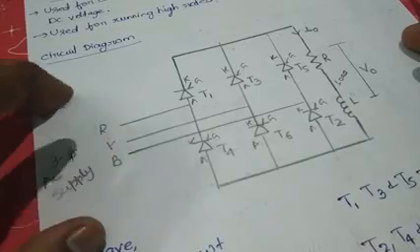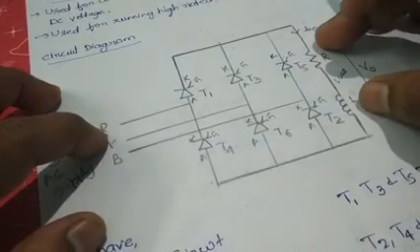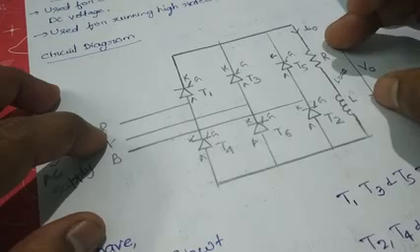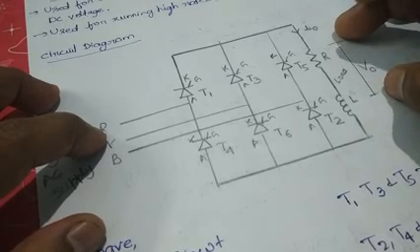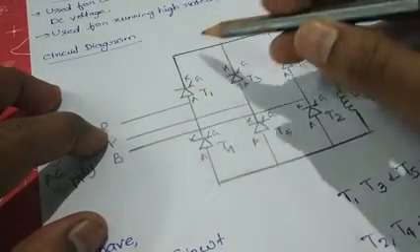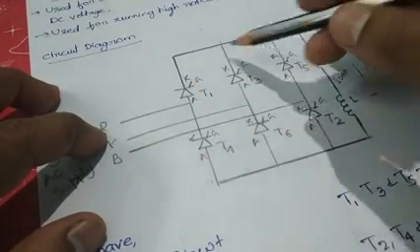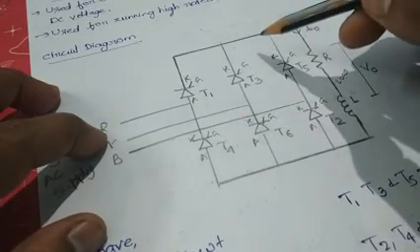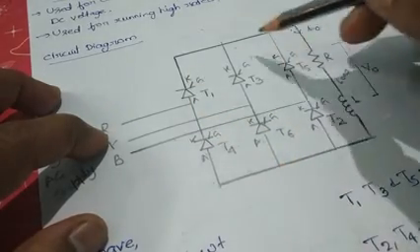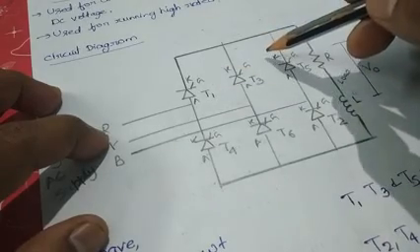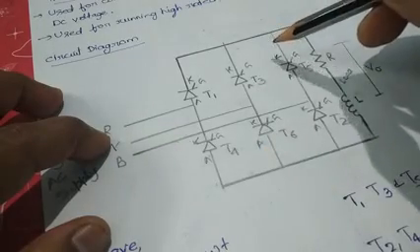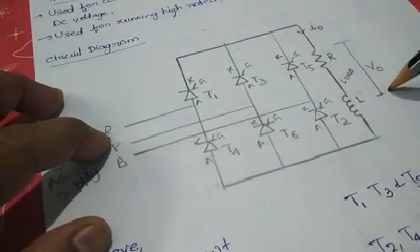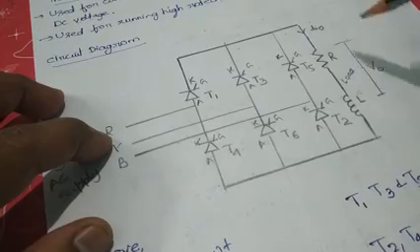So here we are supplying the input, and here we are getting the output. What we need here is a controlled output voltage. This is the power circuit, and we have a control unit also, which I haven't drawn here. By changing the control input, we can change the output voltage of the motor or of the load.